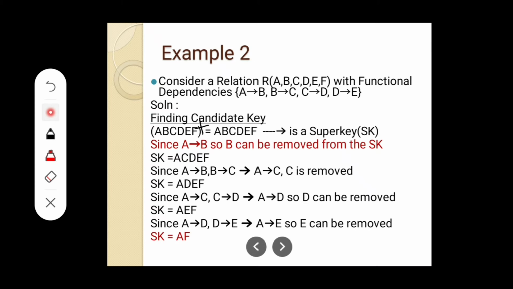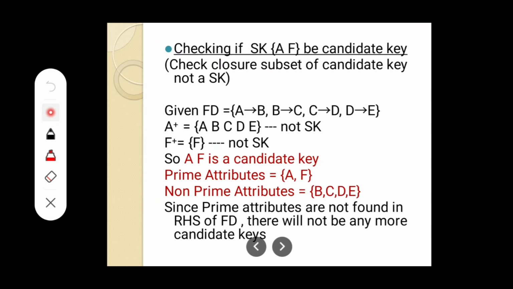Clear? Now we have to check whether this AF is a candidate key. What do we have to do to check that it is a candidate key? We have to take the subsets of A, F and check whether these subsets are super keys. Checking if the super key AF is a candidate key: how do we check? Check the closure of the subsets of the candidate key. Take the closure of the subset, and if it is not a super key, then we can say that it is a candidate key.